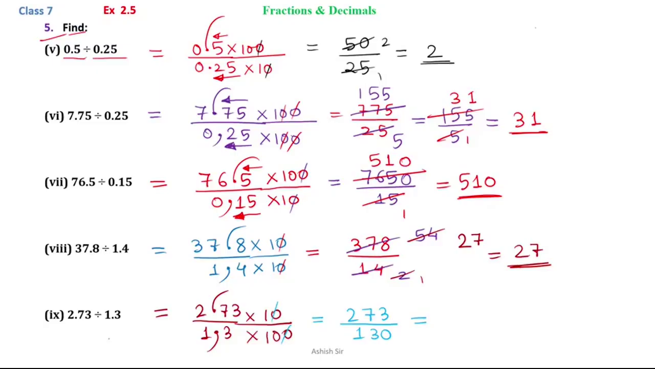Now we can see that we can cancel this with 13, as easy as that. So 13 ones are 13 and a 0. 13 2s are 26, 1 carry over, so 13. 13 ones are 13. So we have 21 by 10. We can move the decimal point, so it will be 2.1.